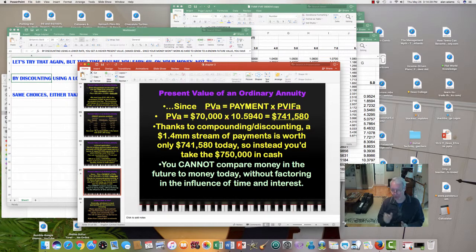Present value. You're comparing apples to apples. And you take the bigger of the two numbers. Okay? You would take the $750,000 in cash. It's bigger. Now what I'd like to do is give you another example.